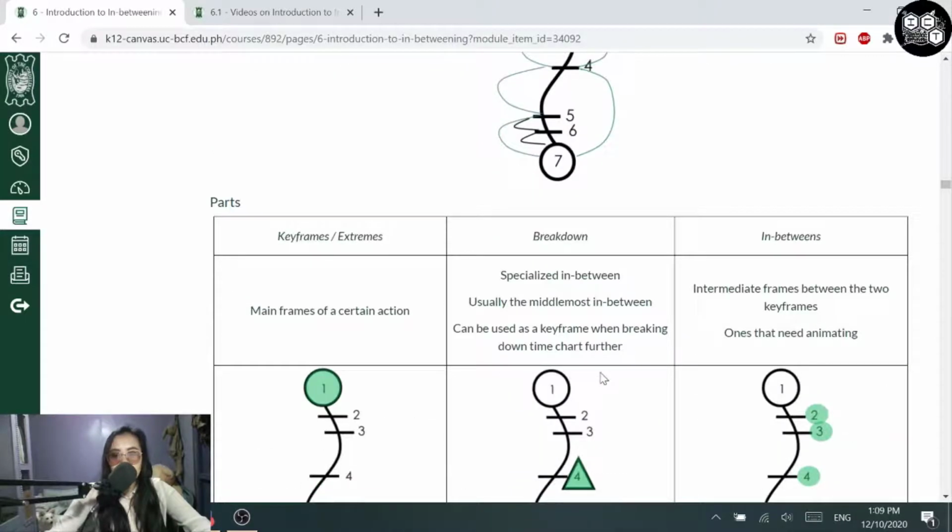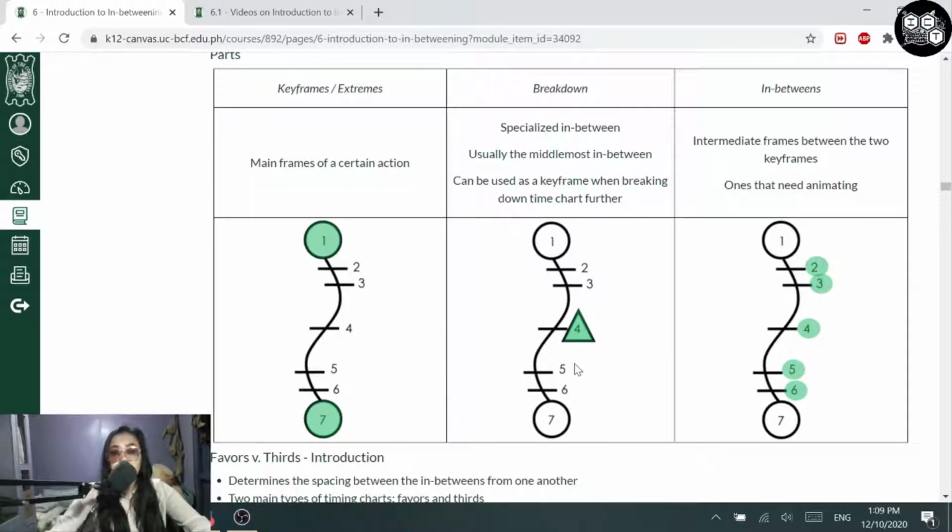We also have here the parts. For the parts, you have 3 main parts. The first one is your keyframes or extremes, which is highlighted in a circle right here, and they're usually the start and the finishing frames.